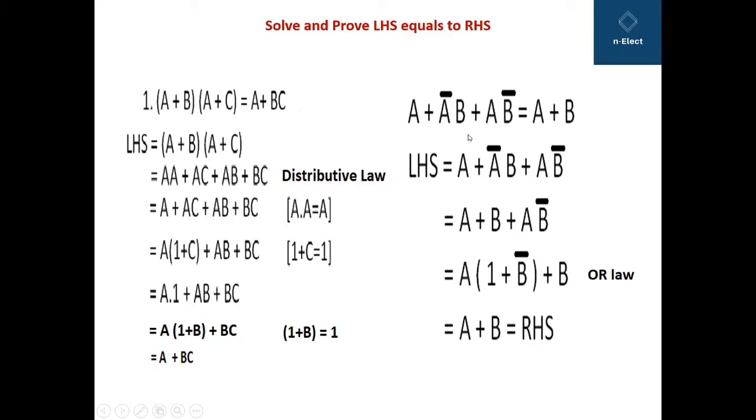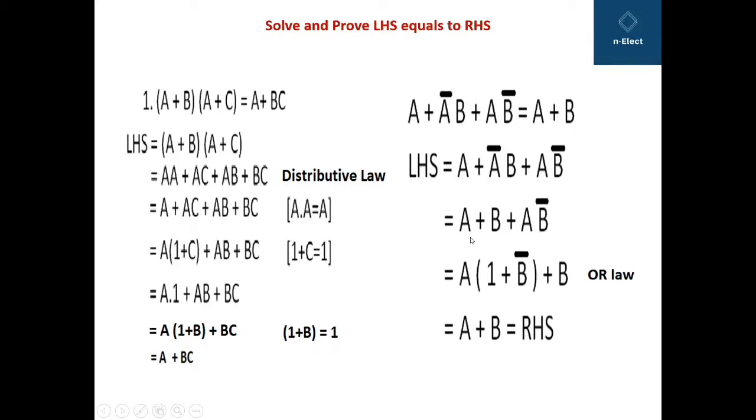Moving on to the next example, here we will have to show A plus A bar B plus AB bar equals A plus B. So we have considered here again the left hand side of the equation, and we are solving it to get A plus B. Now A plus A bar B in a standard way can be written as A plus B. So we have written A plus A bar B as A plus B, and plus AB bar as it is.